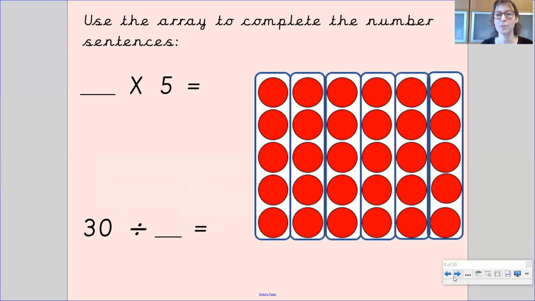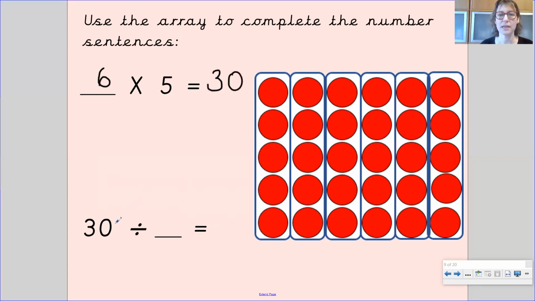And again, see if you can pause this one and do this without me, and then come back and we'll do it together. 2, 3, 4, 5. So we've got 1, 2, 3, 4, 5, 6 columns. Each column has got 5 in. So we've got 5, 10, 15, 20, 25, 30.